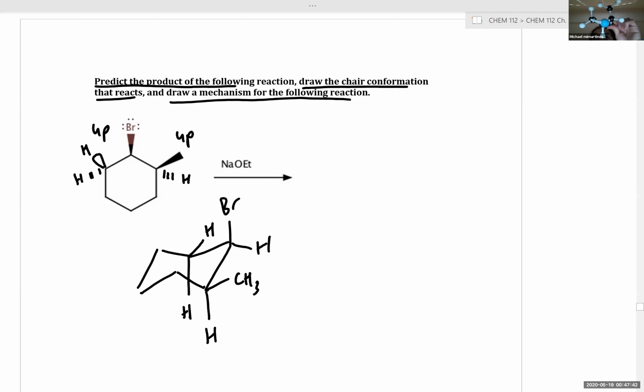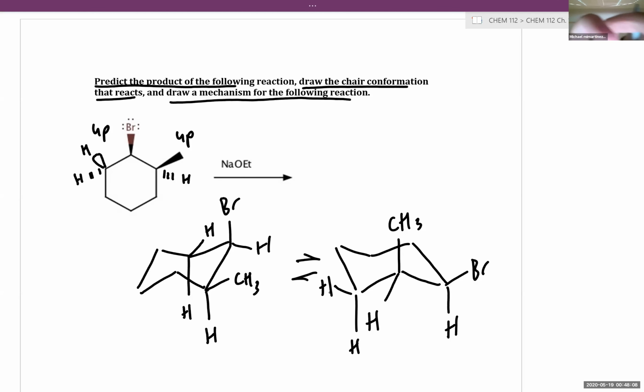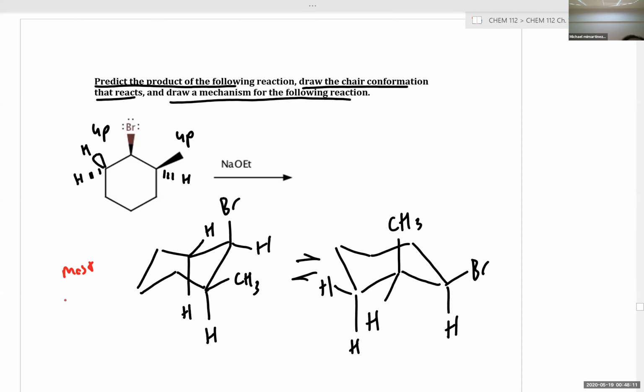The only problem is, can the bromine react in the equatorial position? Can the bromine react in the equatorial position? No. So if we look at our post-ring flip structure, not only is it higher energy, but it's less reactive. Okay, so the conformation on the left is the most reactive. It's the only one that can react. We have a choice of two hydrogens.